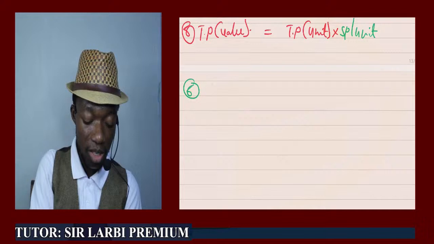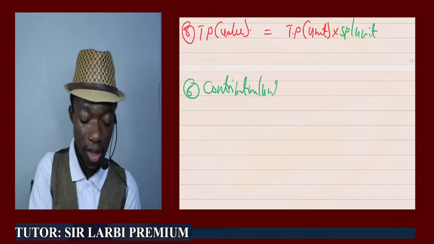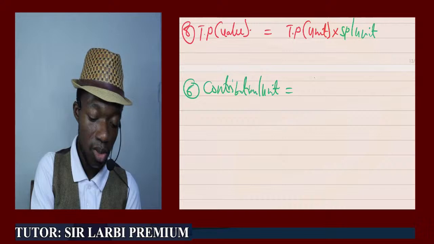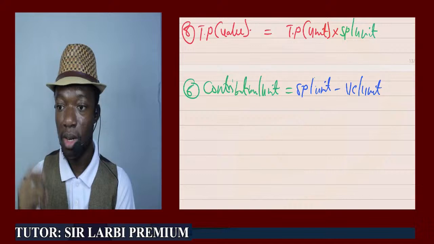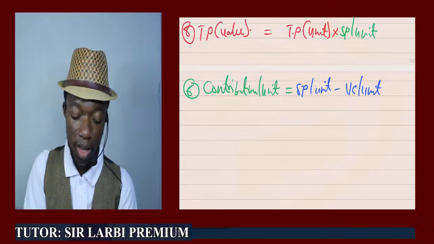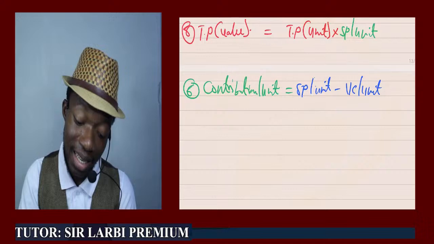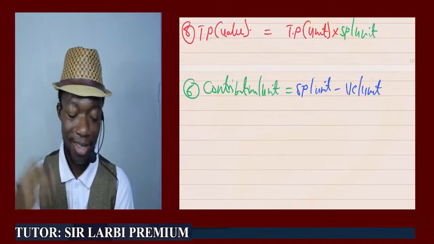So contribution per unit is equal to the selling price per unit, compared with our variable cost per unit. That is contribution in terms of unit. Then in terms of value too, you know what to do, right? Sorry, I said contribution per unit. Yeah, I think I'm right. I was thinking another way. When we are teaching, a lot of things wrap up in our mind. So that is contribution per unit: selling price per unit minus my variable cost per unit.